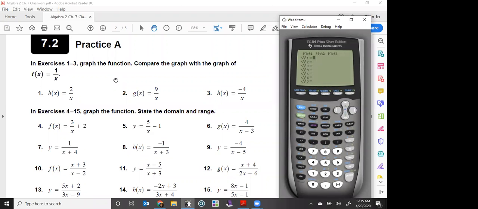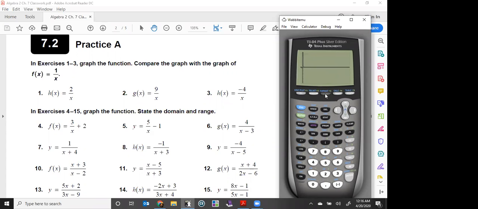Alright, so today we're starting 7.2. We're looking at the first set of problems, and it says to graph these and compare them with 1 over x. So on my calculator, I'm going to put in y1 what I'm supposed to be comparing them to, which is 1 over x. And then I'm going to plug them individually into y2. But first, let's hit graph, so I know what that looks like. And see if I can make sure my graph window is set up correctly.